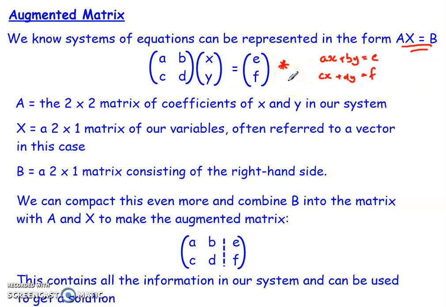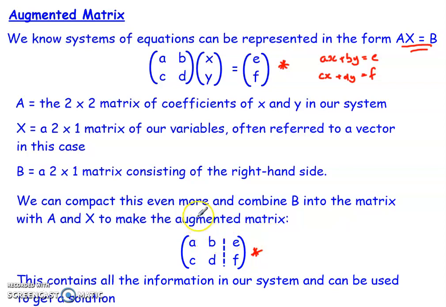Now what we're able to do is compact this idea even more and combine B into a matrix with A and X to make the augmented matrix. And the augmented matrix looks in this style. Now, one thing you'll notice is that I don't include the variables, i.e. in this case the X and the Y. That's because what we're doing is relating the coefficients to the solutions, because we're assuming the X and Y are there and we know what column relates to what variable, and it gives us a platform to work with and solve multiple equations at the same time.